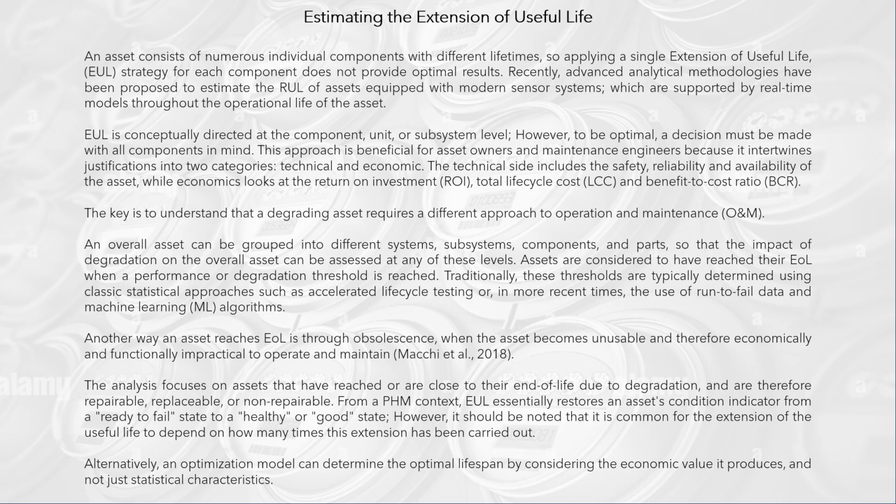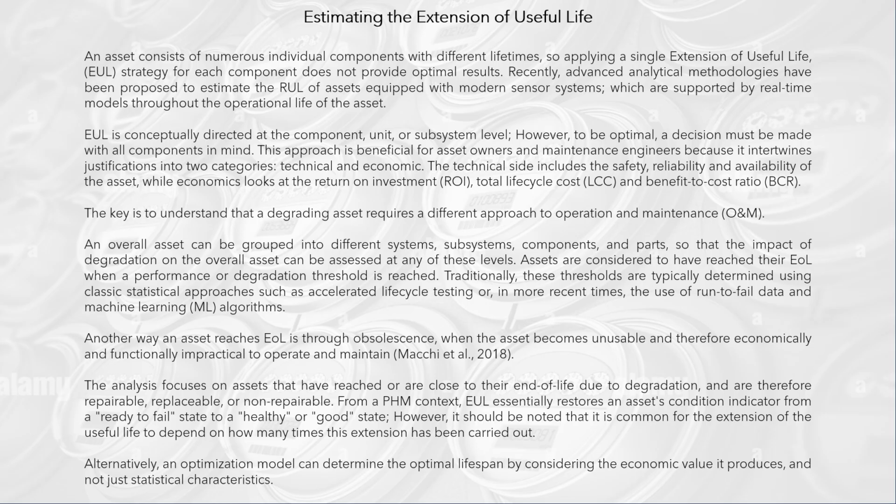Assets are considered to have reached their EOL when a performance or degradation threshold is reached. Traditionally, these thresholds are typically determined using classic statistical approaches such as accelerated lifecycle testing or, in more recent times, the use of run-to-fail data and machine learning, ML, algorithms. Another way an asset reaches EOL is through obsolescence, when the asset becomes unusable and therefore economically and functionally impractical to operate and maintain. Maki et al., 2018. The analysis focuses on assets that have reached or are close to their end of life due to degradation, and are therefore repairable, replaceable, or non-repairable.